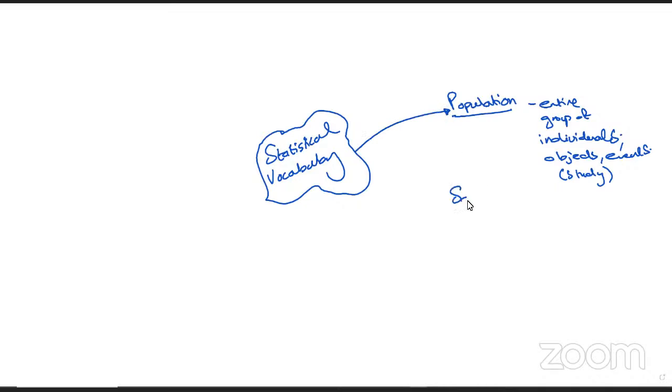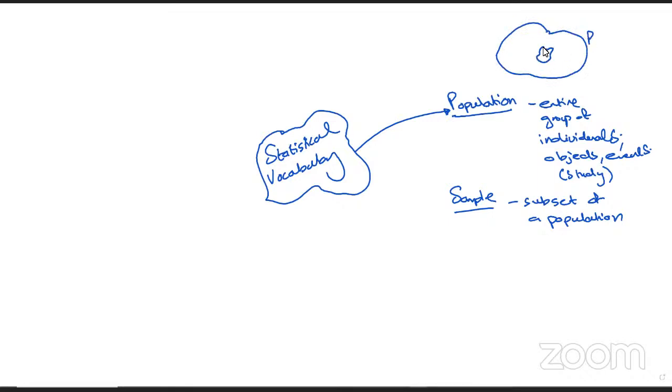Let's look at the next word, sample. A sample is a subset of the population. Subset means that it's a fraction of the population, a part of the population. So if you have some kind of population, let's call it P, inside you can have a sample, which is a part of the population. So a sample is a subset of the population that is selected to represent the larger group.